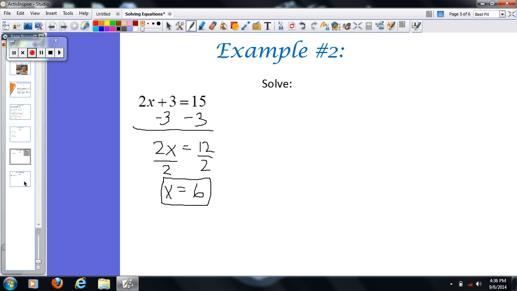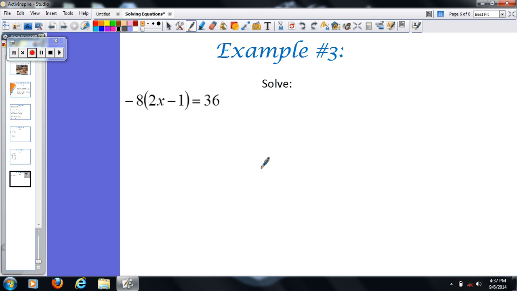Okay, so now we're going to go to our third and final equation, and this is what you call a multi-step equation. Now there are several different ways you can do this problem as well. I'm going to teach you one of the ways. If you can come up with another way, again, write it down. And I will ask for those on Monday as well.